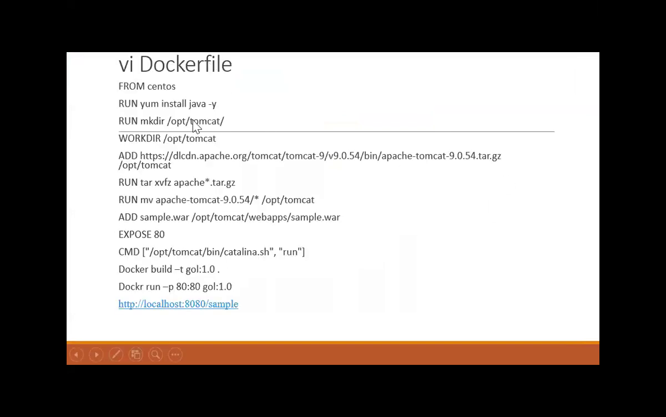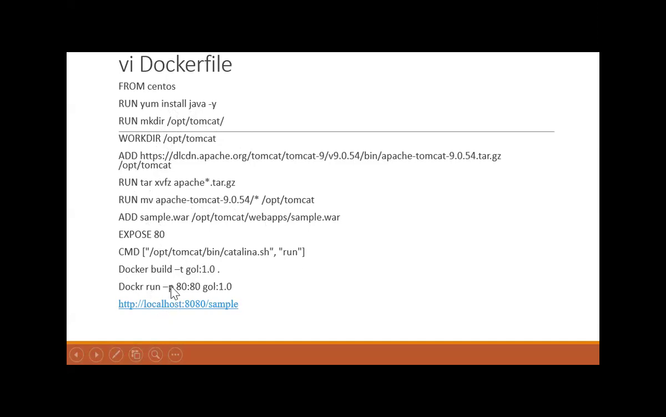So for example, FROM CentOS means it will download CentOS. Then RUN install Java. We install Java, create the /opt/tomcat directory, and download the Tomcat software. Then we can untar this tar.gz and create a Tomcat folder, and add the sample.war to webapps, and EXPOSE 80. So these commands will run while creating the Docker image. This command will run while running the container.